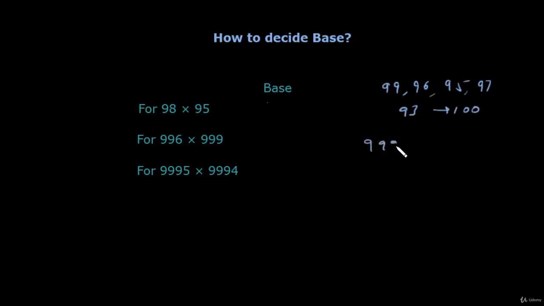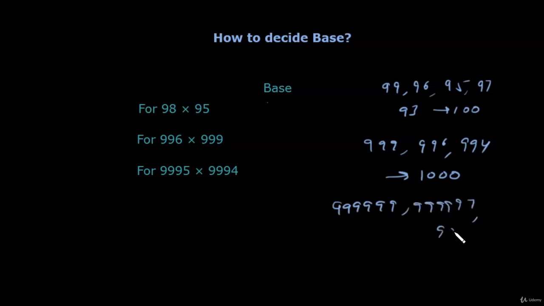Similarly, if these are 3-digit numbers like this, then the base is 1000. These are 6-digit numbers and all of them are below this number. After 1 we place 6 zeros because these are all 6-digit numbers. So there are 6 zeros after 1. So this is how we decide the base.